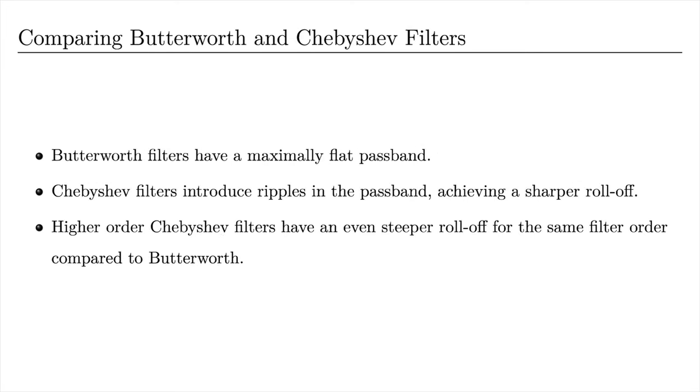While Butterworth filters offer a maximally flat passband, Chebyshev filters introduce ripples in the passband for a sharper roll-off. Higher-order Chebyshev filters achieve a steeper roll-off for the same filter order compared to Butterworth filters, making them more selective.